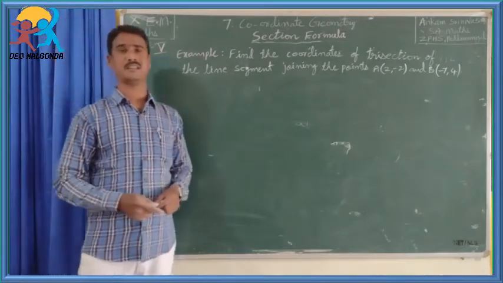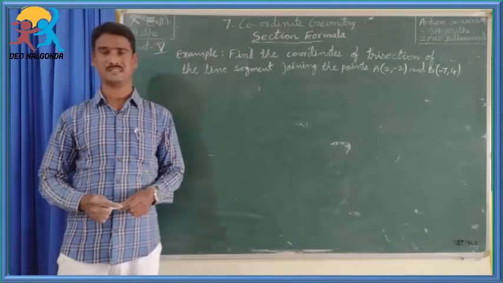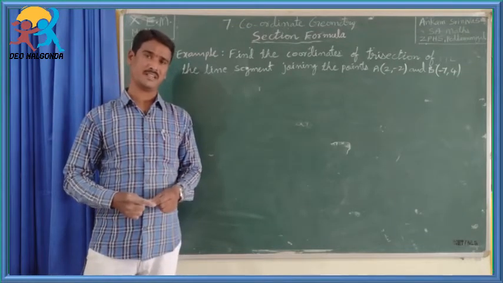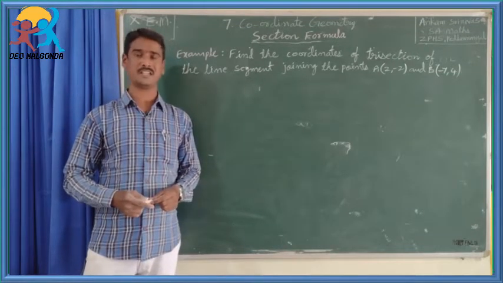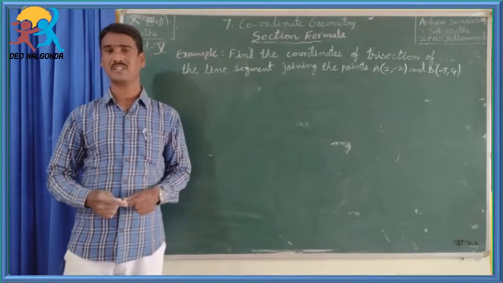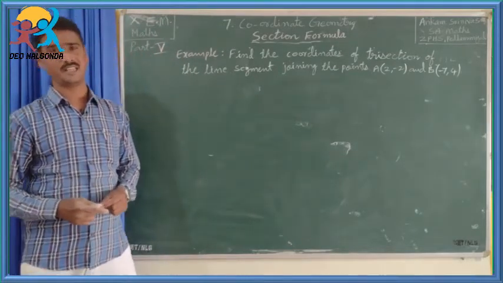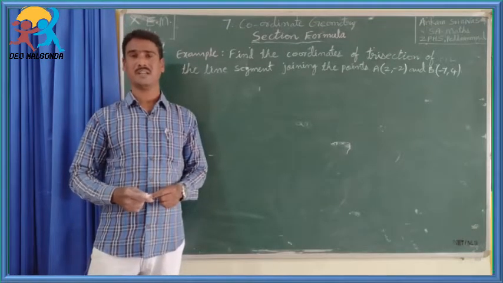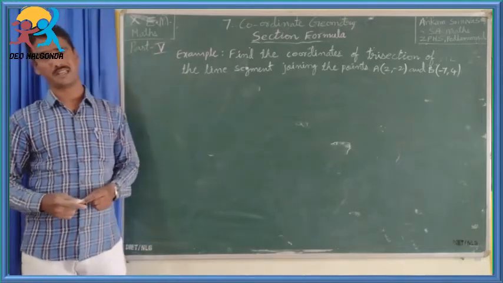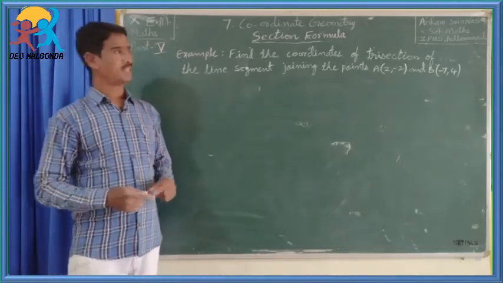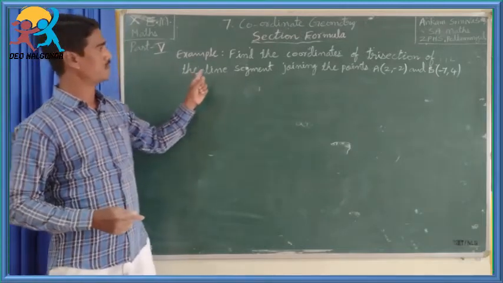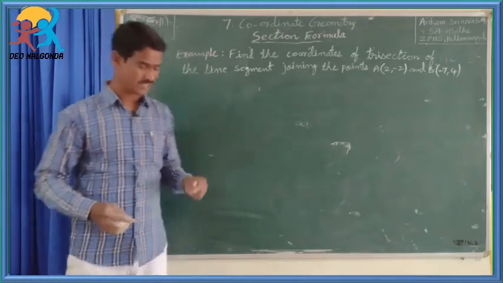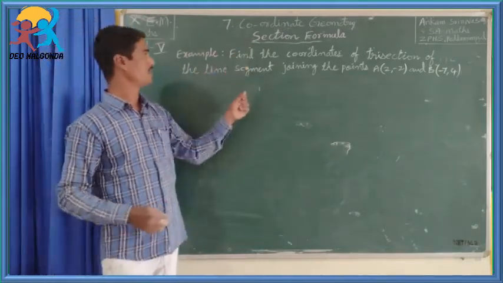In the previous class, we learned the section formula. For a line segment joining A(x1, y1) and B(x2, y2), the point P(x, y) dividing it in the ratio m1:m2 is given by (m1 x2 + m2 x1)/(m1 + m2) and (m2 y1 + m1 y2)/(m1 + m2). Exercise 7.2 depends more on this formula. We are going to learn some more applications of the section formula.